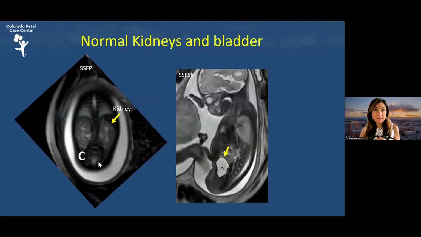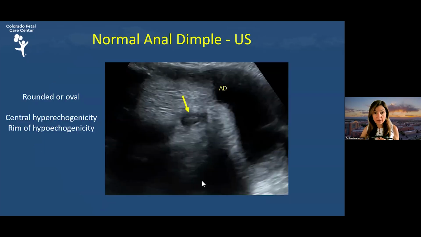By MRI, the kidneys in the T2 images that we mostly do are going to have the shape of a letter C, and the letter C is going to face each other, where they're going to face the spine. So keep that in mind because there are many ways that the kidneys can look abnormal. The bladder is best seen on the sagittal view. In many views, we see it, but it's very important in the sagittal view because you also see the relationship with the colon, the rectum, and the genitalia all in one.